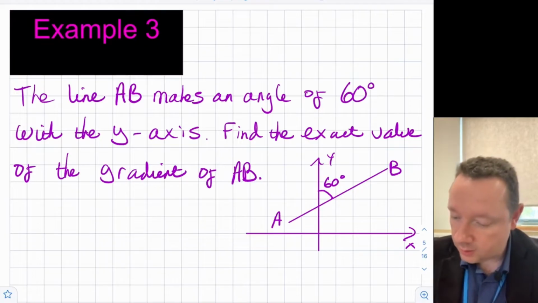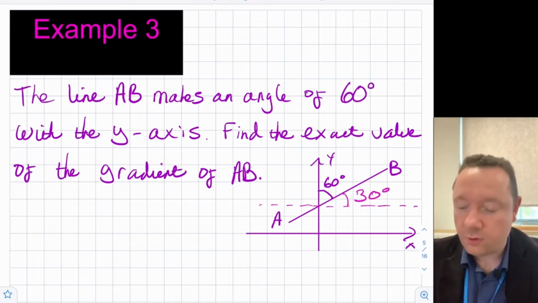So I need to draw myself a little diagram here. If I draw a horizontal line, that's our theta in here. This angle, well, it's going to be 90 minus 60. That's going to be 30 degrees. We have to first work that out.